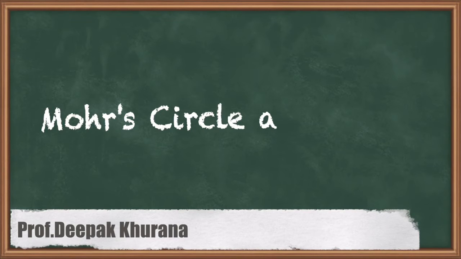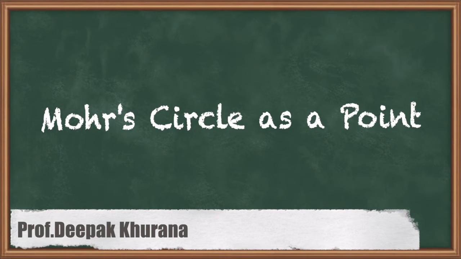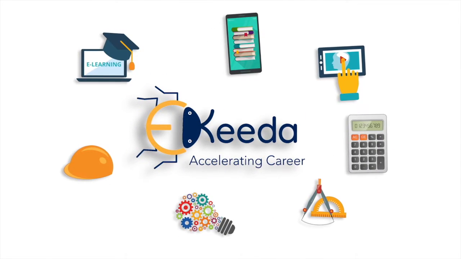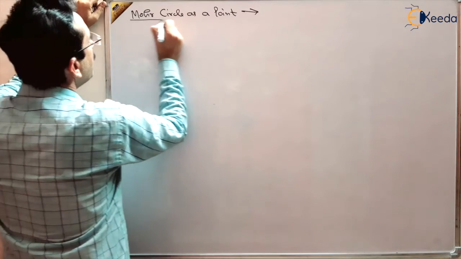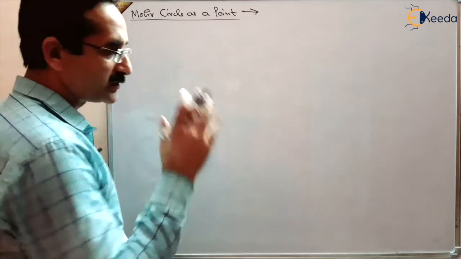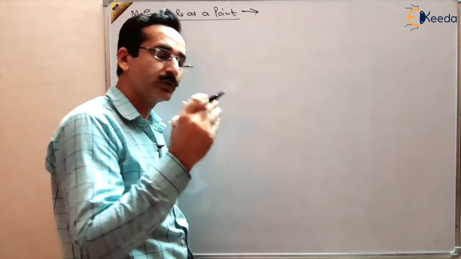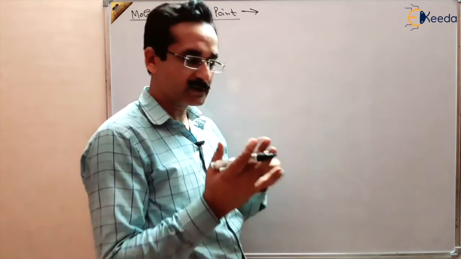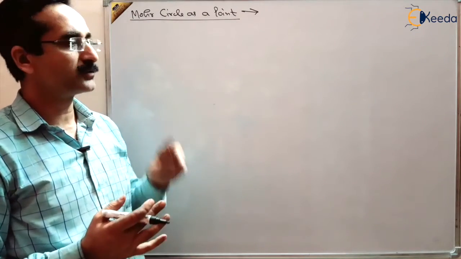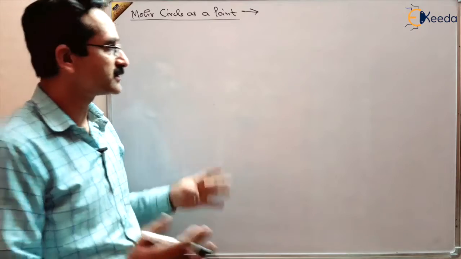Let us now take the case when the Mohr circle becomes a point. When we say that Mohr circle is a point, it means there is no shear stress, because shear stress is coming due to the radius of the circle, and tau max is equal to the radius of the circle. And if there is no radius of the circle, there is no shear stress developed.